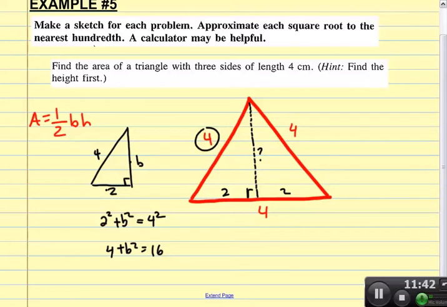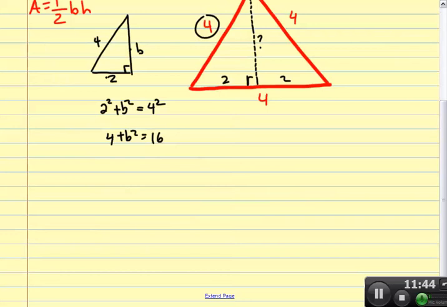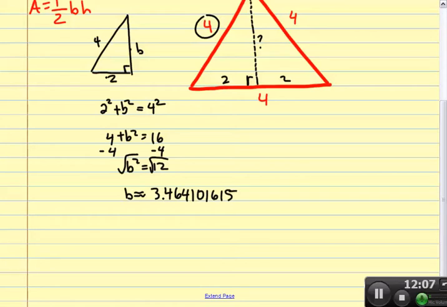Did they say round this? Yeah, to the hundredths, okay? Minus 4 on both sides, B squared is equal to 12, take the square root. Now the only thing I'm going to round is my answer. So B is approximately, I'm going to be working with a long number here, not a big one, but a long one. All right, square root 12 is equal to 3.4641011615. Okay, that's what B is.